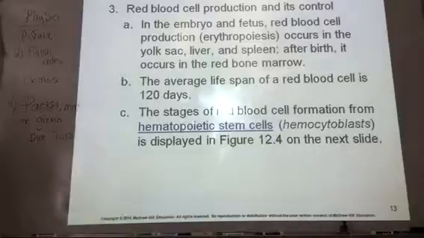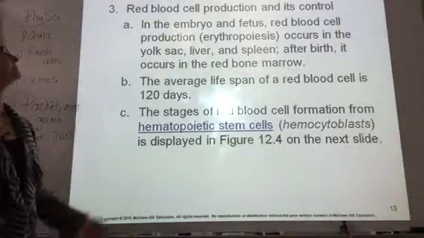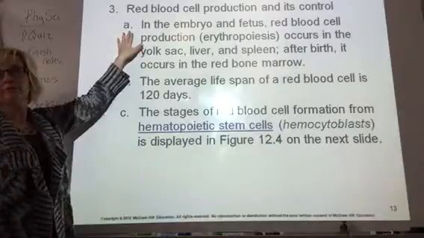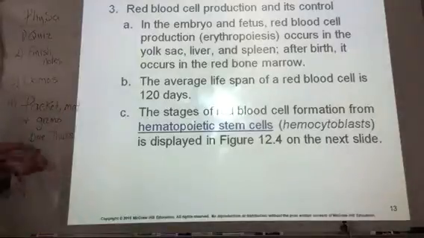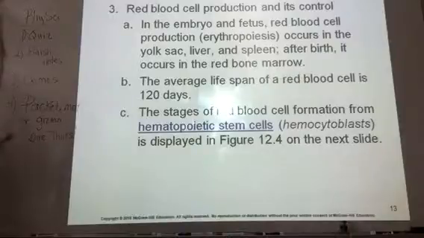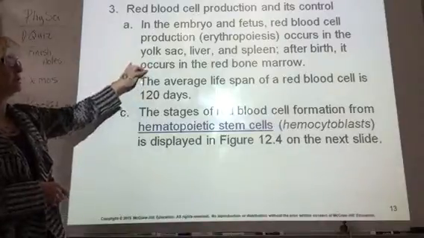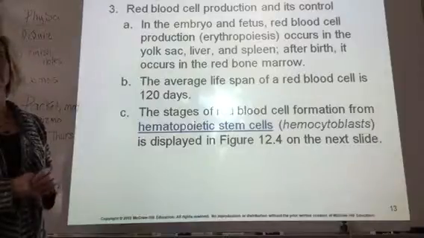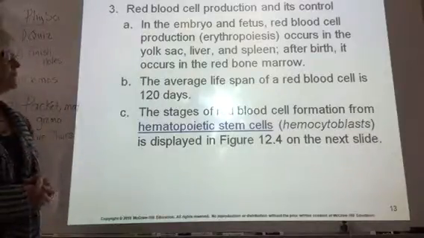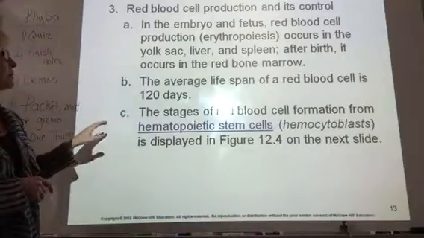So red blood cells can't reproduce. Where do they come from? In the embryo and fetus, red blood cell production, called erythropoiesis, which means to produce red blood cells, occurs in the yolk sac when it's an embryo, and then the liver and spleen as it becomes a fetus. After birth, it begins to occur in your red bone marrow. And even as adults, most of your red blood cells are going to come from your red bone marrow, in the ends of your bones, for the most part.